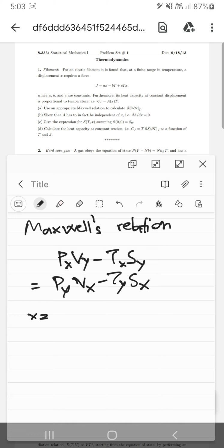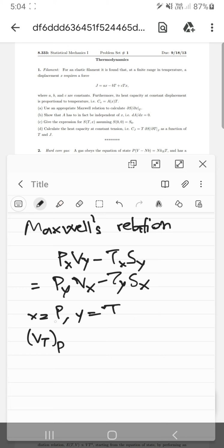Okay, let's just get started. So let's just put x equal to p and y equal to t. Let's see what we get. Let's just get p sub. Okay, so v sub y is v sub t at constant pressure. So minus t sub x, which is t sub p at constant y.